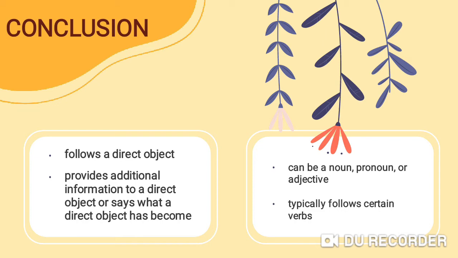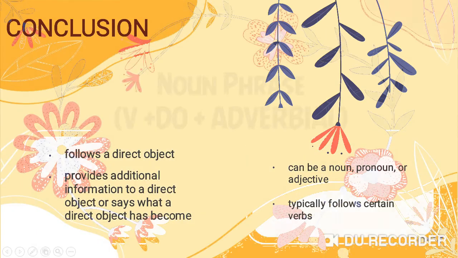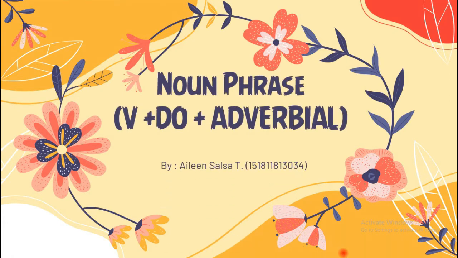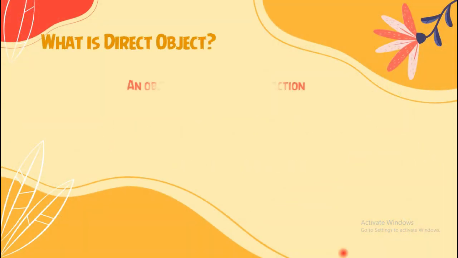Hello, my name is Aileen Salsa T, and today I would like to continue my friend's explanation, and I would like to explain the grammatical structures of a noun phrase that consists of verb, direct object, and adverbial. But first, what is a direct object? A direct object is an object that receives the action expressed by the verb.